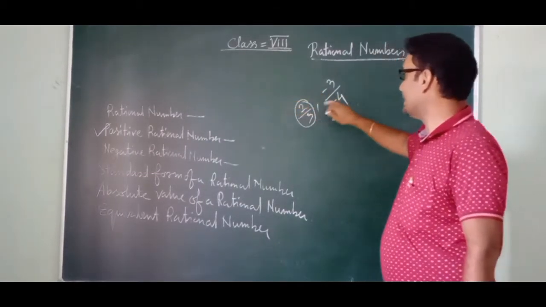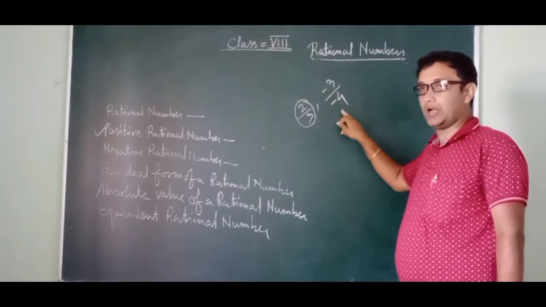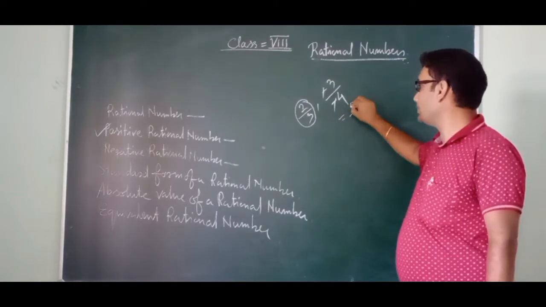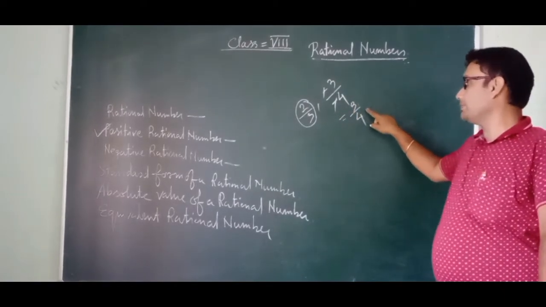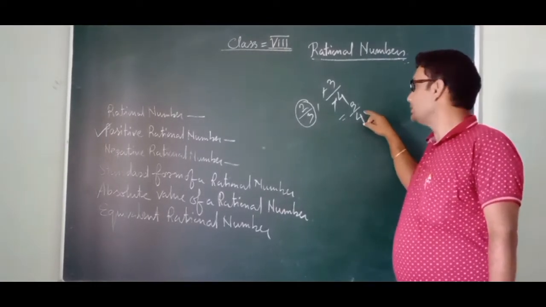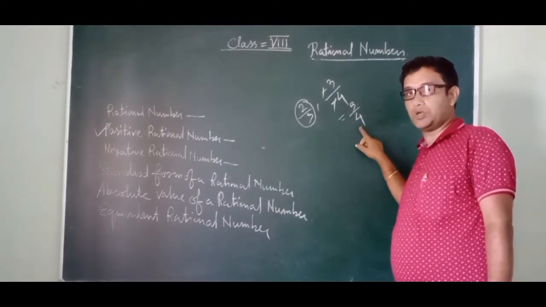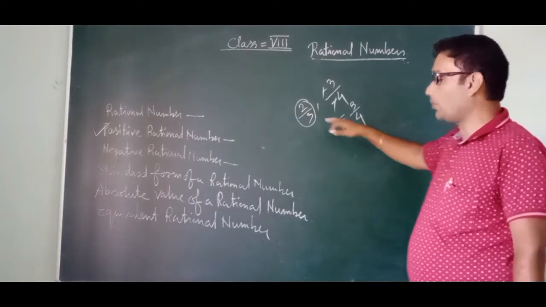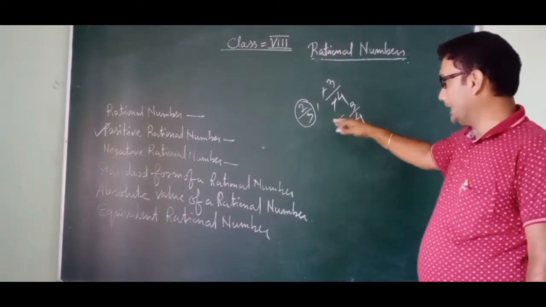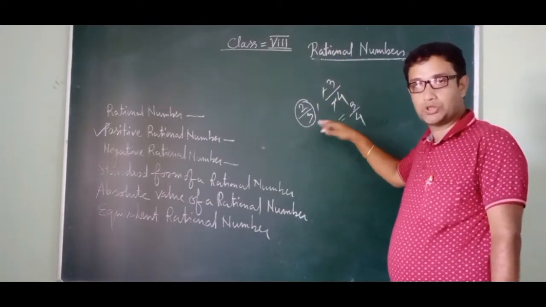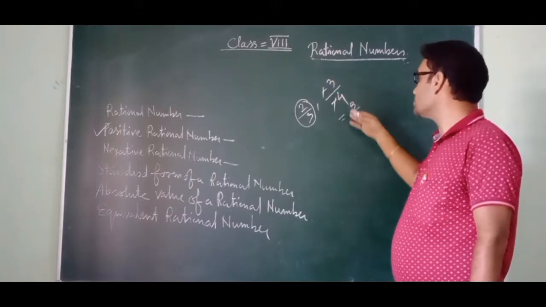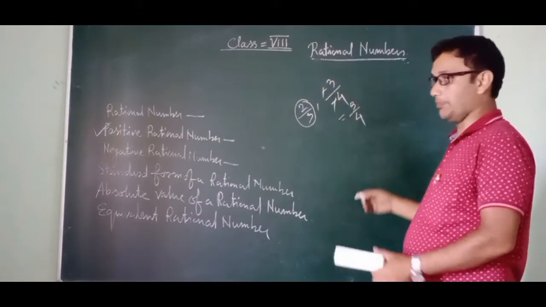Now next you see here minus 3, here minus 4. If we cancel the minus, the value will become 3 by 4. This 3 by 4 also is a positive rational number. That means if both numerator and denominator values are positive, then the number will become a positive rational number. Or if both are negative, then also it will become a positive rational number.